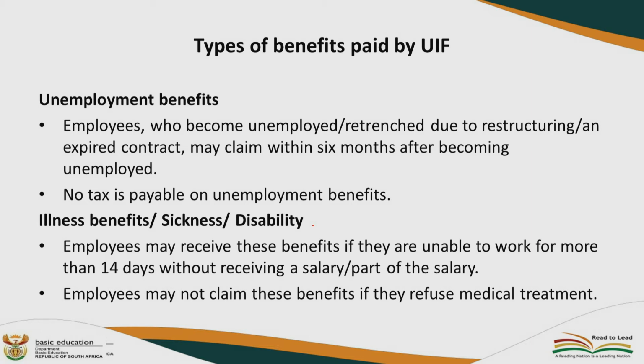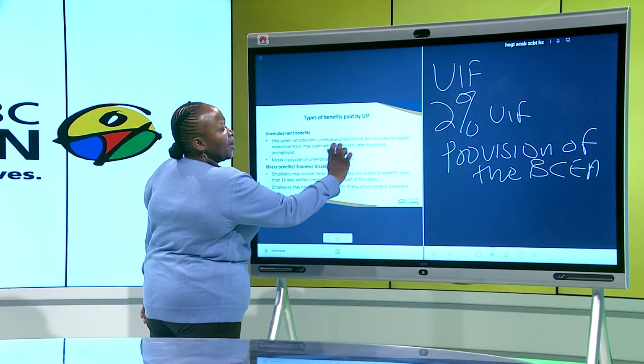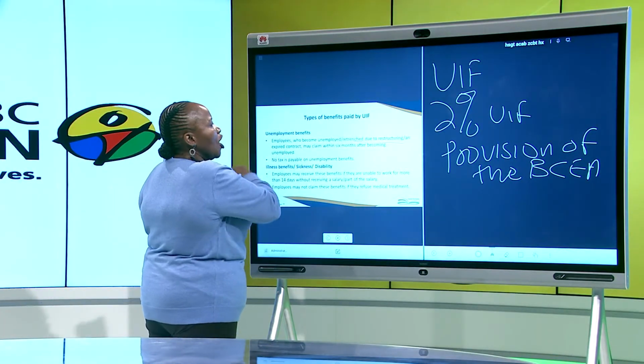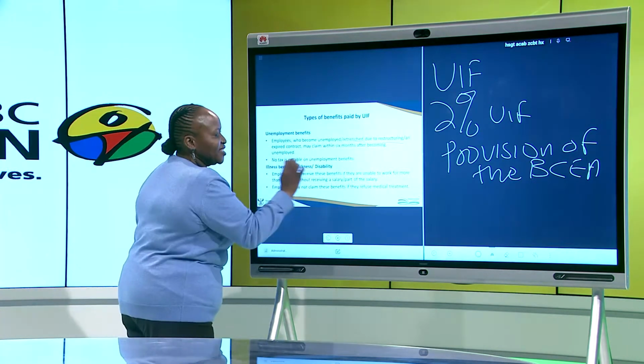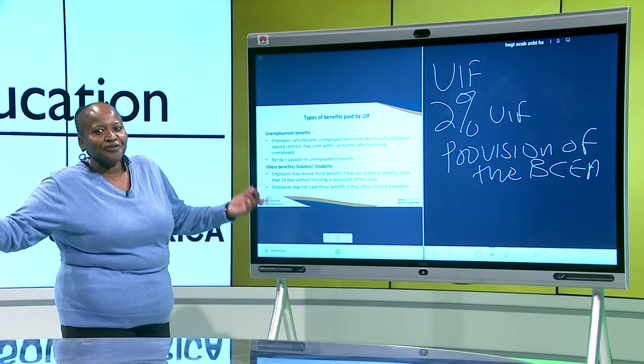Unemployment benefit. And it's an easy mark, because just to name the benefit is 2 marks, and explaining it is another 2 marks. Employees who become unemployed or retrenched due to restructuring or an expired contract, that's an unemployment benefit. Tax is not payable on unemployment benefit. That is just the nice part of it.